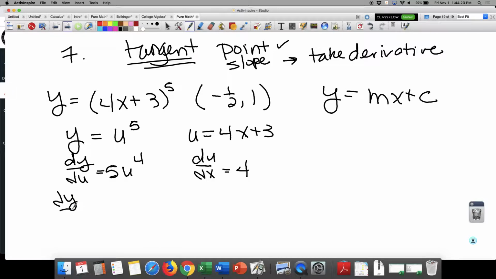So dy/dx equals dy/du times du/dx. We have to label the dy/du and the du/dx. I don't want a 4 stuck out there. I don't want 5u to the 4 stuck out there. I want to know what that is.